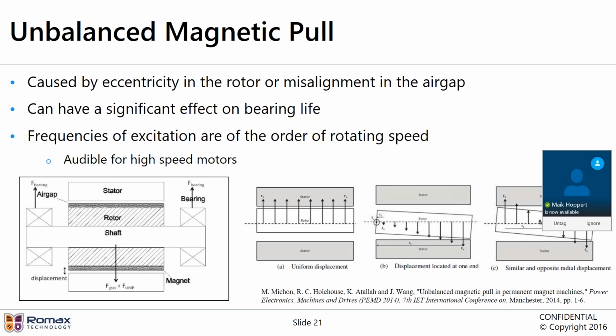Another source of NVH is unbalanced magnetic pull. This seems to be ignored quite a bit in machine design, because machine designers always assume that the rotor sits square within the air gap, but any offset in the air gap can cause a large force between the stator and rotor that acts as a negative stiffness. And this can have a significant effect on bearing life.